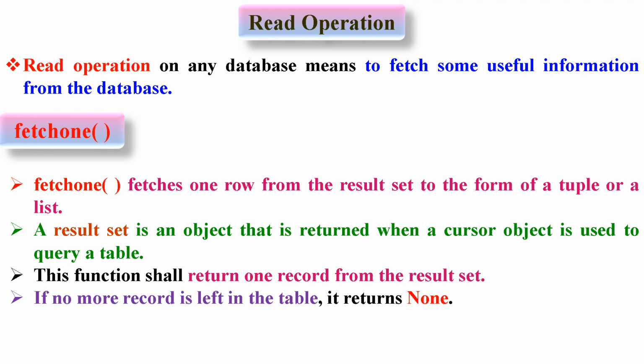Fetchone fetches one row from the result set in the form of a tuple or a list. A result set is an object that is returned when a cursor object is used to query a table. This function shall return one record from the result set. That means, first time it will return the first record, next time it will return the second record, and so on. If no more record is left in the table, it returns None.